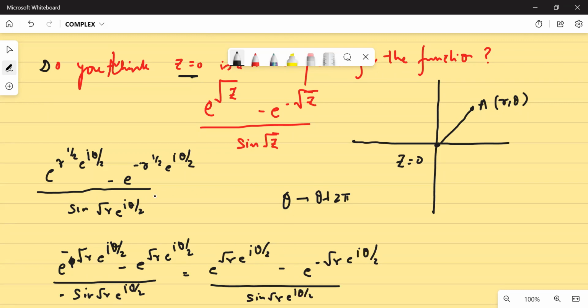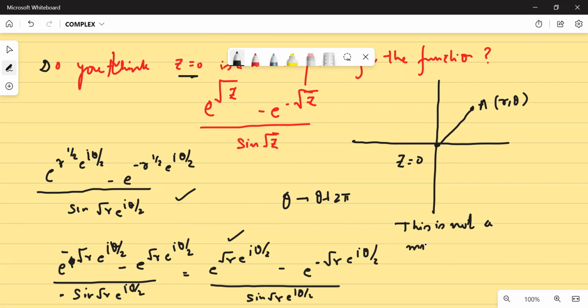So even after one revolution, the value remains the same. You're not getting two different values. For root z, you mostly expect that root z is a multi-valued function. Yes, indeed, and it has two branches. But here you can see that there are no such two branches. The value of the function is exactly the same, even after one revolution, or two revolutions, three revolutions, whatever. In any case, the value would remain the same. So therefore, this is not a multi-valued function.